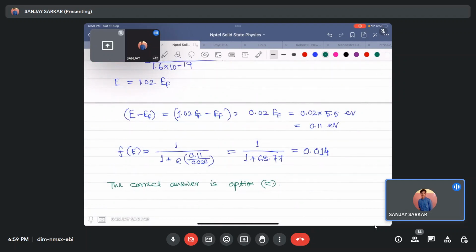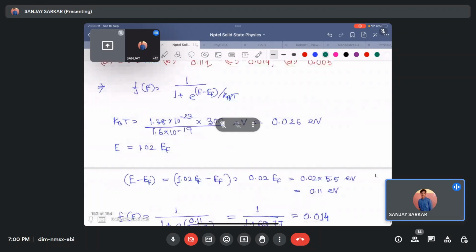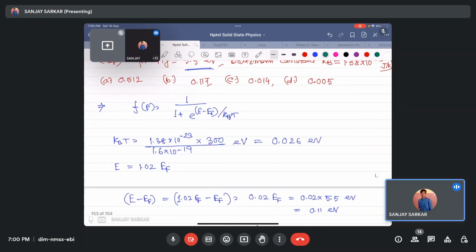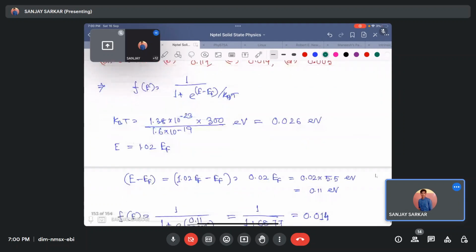So everyone got this answer or some different answer? So this is how you calculate the occupancy or probability of an electron to be at some energy state.